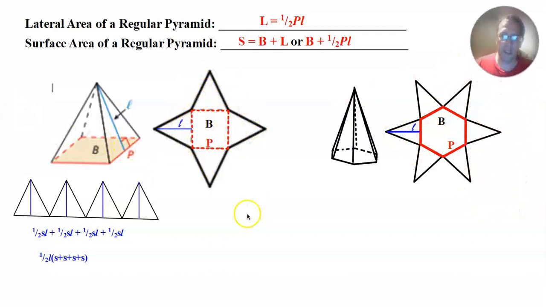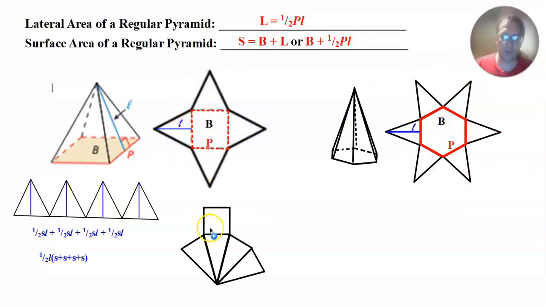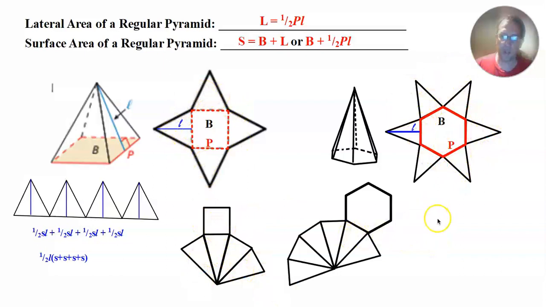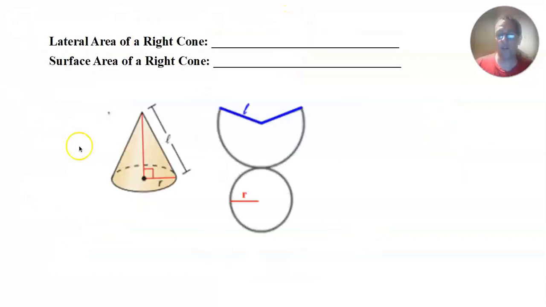However, there is another net of these pyramids, and that would look like this. If I take my 4 triangles and put them side by side, or if I take these 6 triangles on the hexagon and put them side by side, I have that. And now we see this looks a lot like a cone's net, doesn't it? Looks very similar. And so what happens is we end up with the same formula, except instead of being 1/2 perimeter times slant height, what we're going to have is 1/2 circumference times slant height.